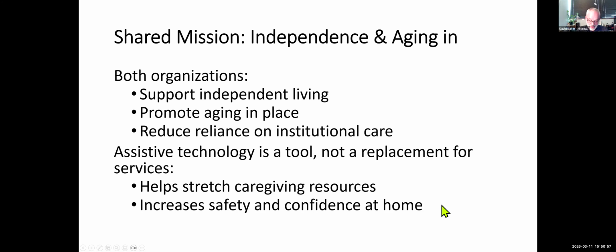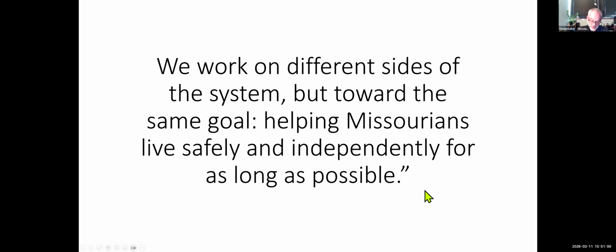So moving on to the next slide. While we have these commonalities, I think this might be true in other states as well, we come at this from different lenses. We work on different sides of the system, but we are all working towards the same goal, and that goal is to help Missourians live safely and independently for as long as possible. And again, I think that's probably something that all of us on this call today have in common, whether we're the Tech Act program or the State Agency on Aging. Moving on to the next slide.